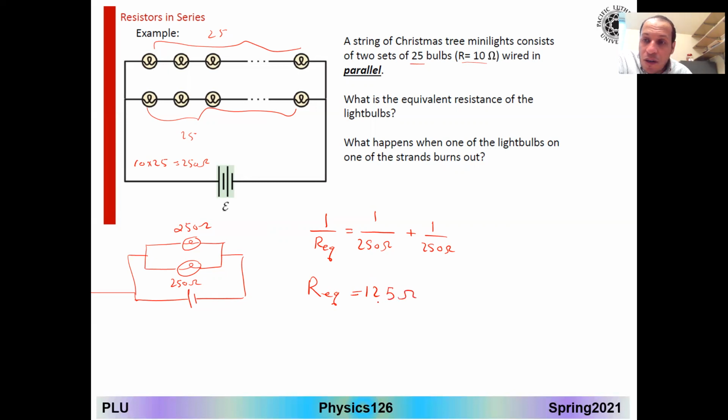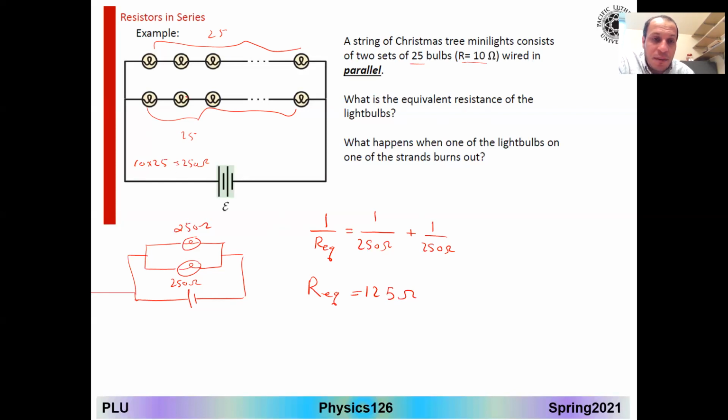Again, if you remember, if I have two resistors connected in parallel, the equivalent resistor should be half of the resistors. So I have 250 here, 250 here. The equivalent resistor should be half of these resistors, 125 ohms.